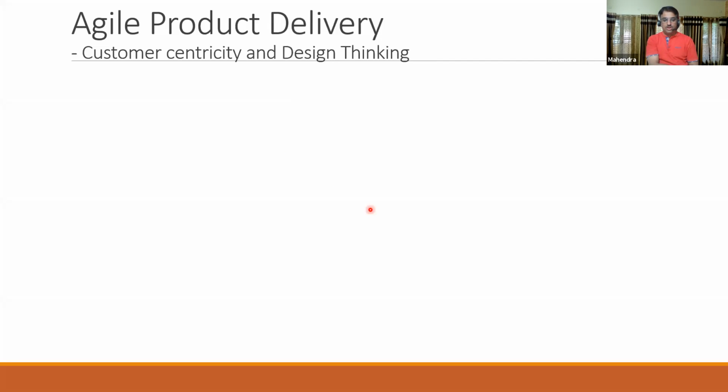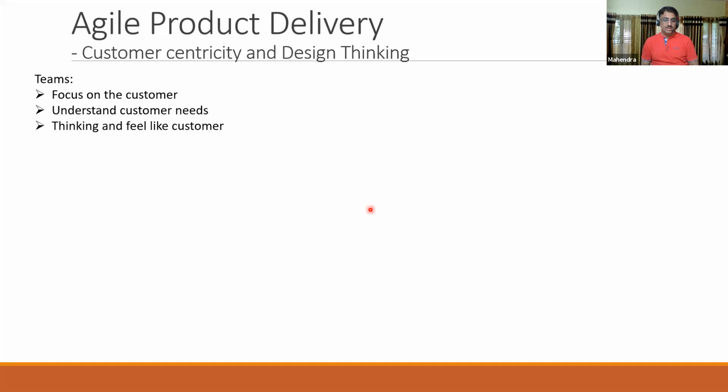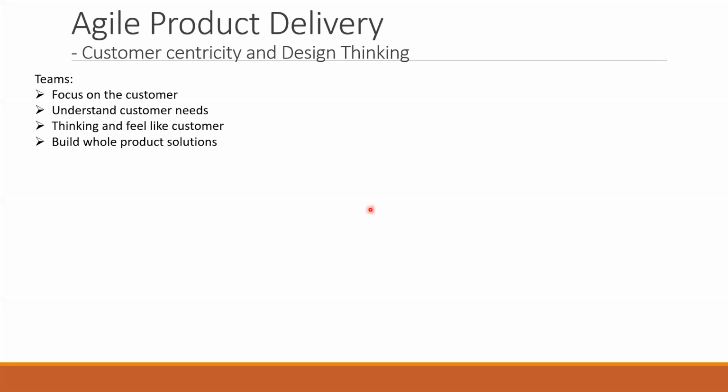So the next one is on agile product delivery. Here it is all about customer centricity and design thinking. We'll see what it is. The teams which are customer centric focus on the customer. They understand the customer needs. So it's not that only my sales and marketing people talk to my customers. No, the team itself understands the customer needs and they think and feel like a customer. They build product.